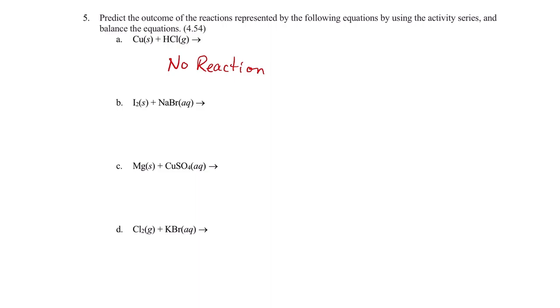Iodine is the lowest member of the halogen family, which means it's the least reactive of the halogen family, so it cannot replace bromine, which is higher up in the activity series and higher up in group 17, so no reaction again.